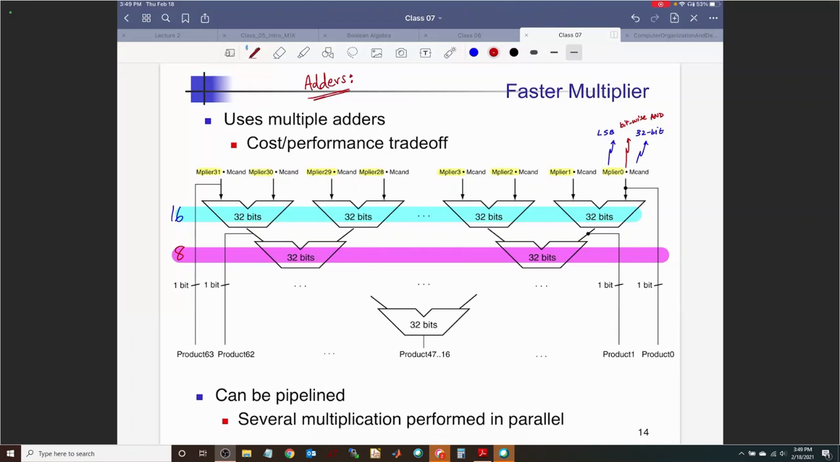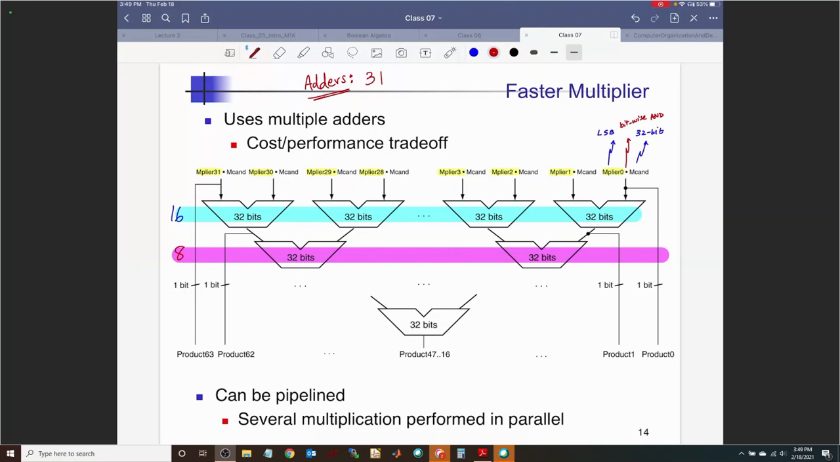In total, how many adders did we have? In the first level, it looks like 16. 31. 16 plus 8 plus 4 plus 2 plus 1.